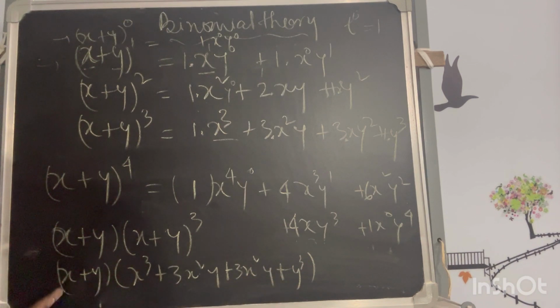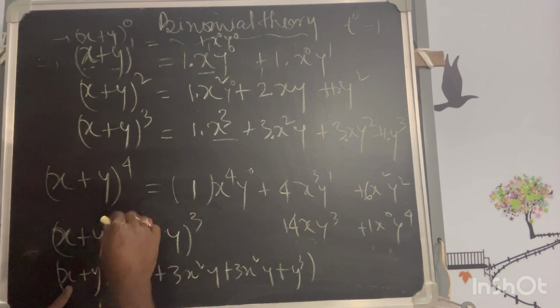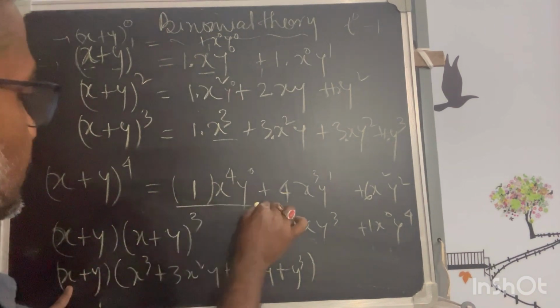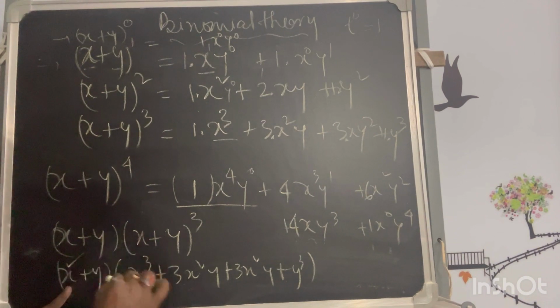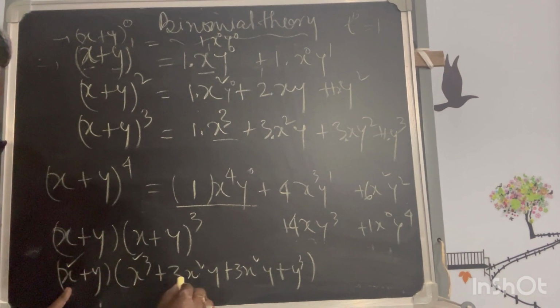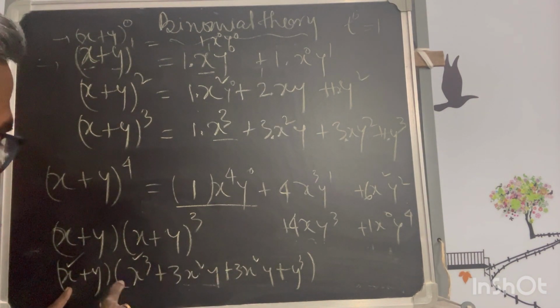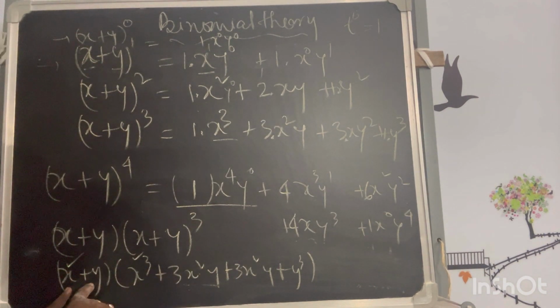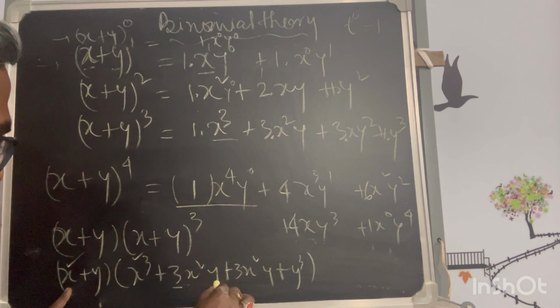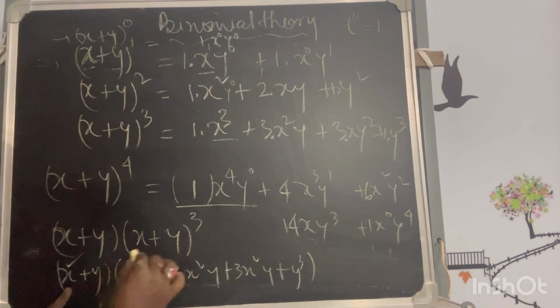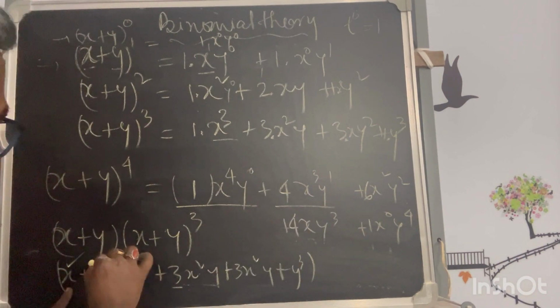If I multiply this, x into x cube gives x to the power 4. Any other term giving x to the power 4? No. So there is only one term, so this is matching. Then x into this gives x cube y. Any other term giving x cube y? This and this. So it is 3 plus 1, x into 3x square y plus x cube into y, so 4. So 4 is matching, this is done.